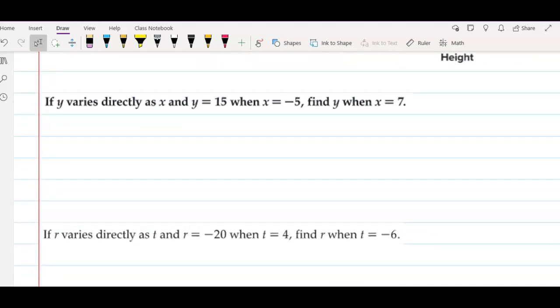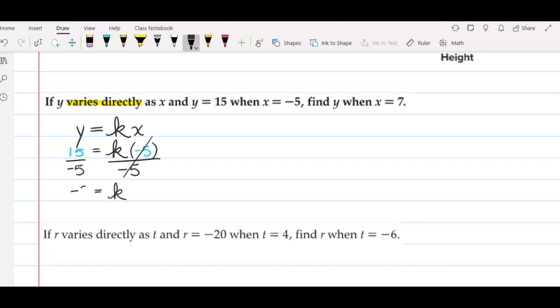Let's practice figuring out what a variable would be given some information. So the first thing we'll notice here is it says varies directly. And the direct variation equation is y equals kx. So we know that y varies directly as x. We also know that y is 15 when x is negative 5. So I can put these numbers into my equation. I put the 15 for y and I put the negative 5 for x. Now I can solve for k by getting k by itself.